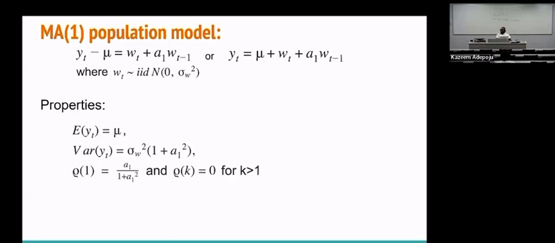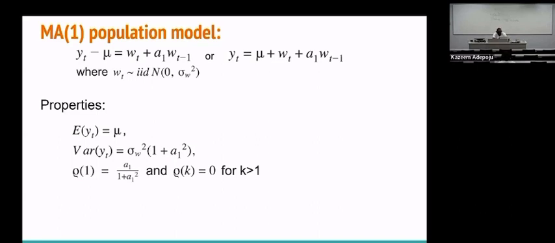The variance of Y_t, if Y_t follows a moving average model of order 1: the expected value of Y_t is going to be mu. The variance of Y_t is going to be sigma squared times (1 plus a1 squared). This is different from the one we had under the autoregressive model of order 1. And let me tell you this: the autocorrelation at lag 1 is a1 divided by (1 plus a1 squared).